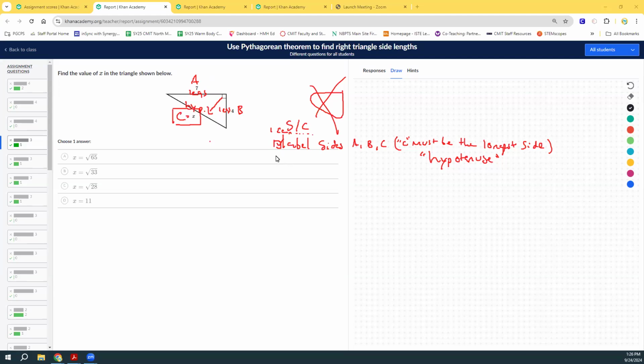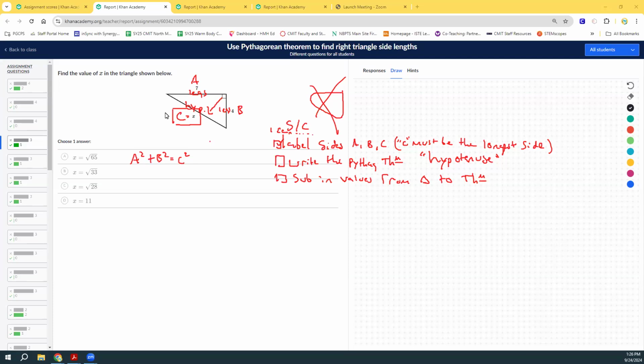Okay, so label the sides and then write the Pythagorean theorem. My college professor wrote theorem like this. I liked it, so now I write theorem like that. So I'm going to write the Pythagorean theorem. A squared plus B squared equals C squared. Okay. Now, we need to substitute. Sub in values from the triangle into the theorem.